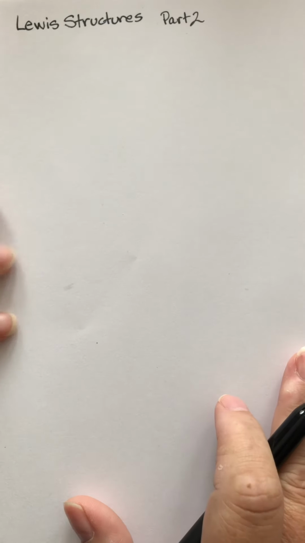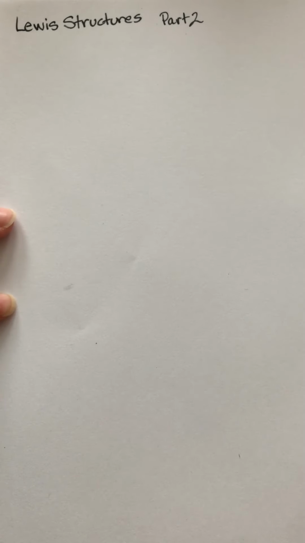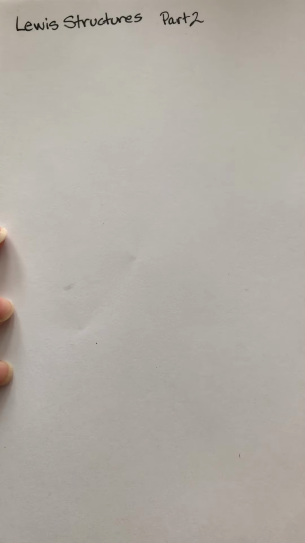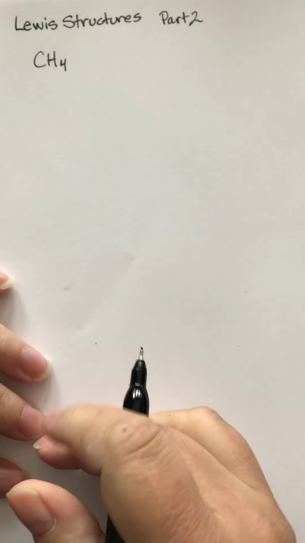All right, hello everybody. We are going to work on more Lewis structures. This is the second part in my Lewis structures series, where I was getting my examples from the worksheet I had given out. The next example was number 5, methane. Methane has the formula CH4.